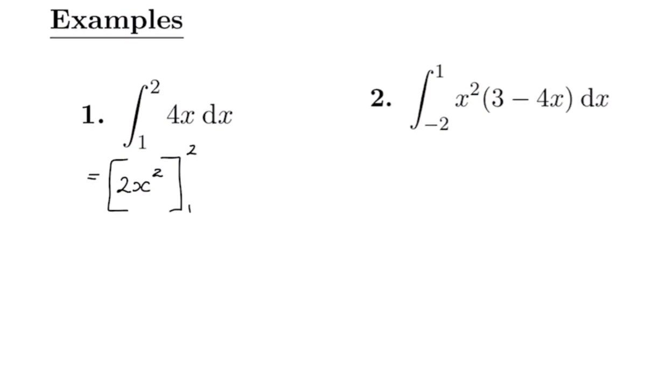We then are going to put in the top limit. And this is where we go to a set of curved brackets. So 2 times 2 to the power 2 minus, and then we put the bottom limit in, 2 times 1 squared. We work out the value of each of those brackets. The first bracket gives us 8, the second bracket gives us 2. So the value of the integral between 1 and 2 of 4x with respect to x is 6.